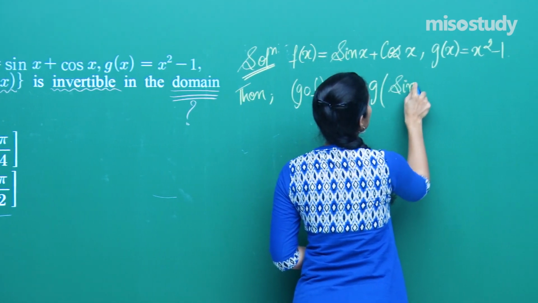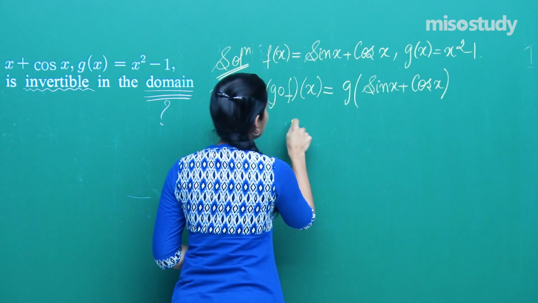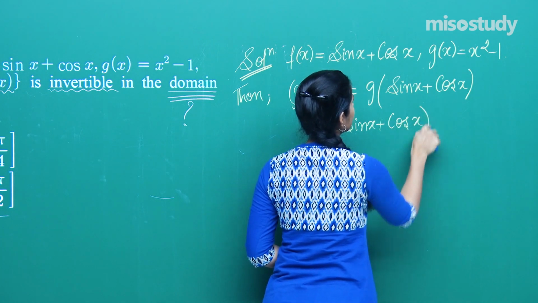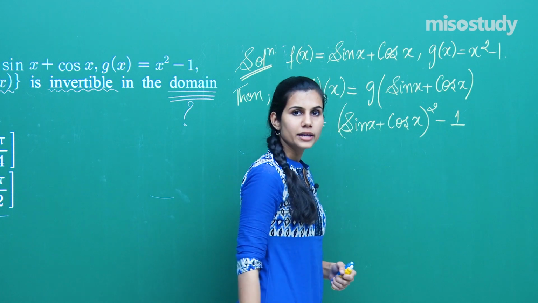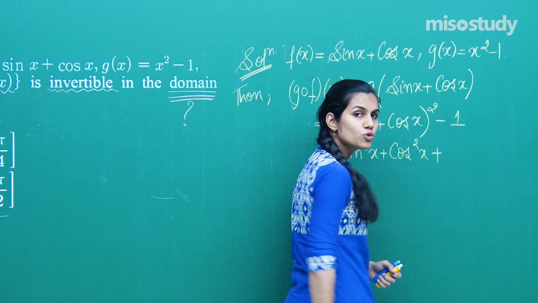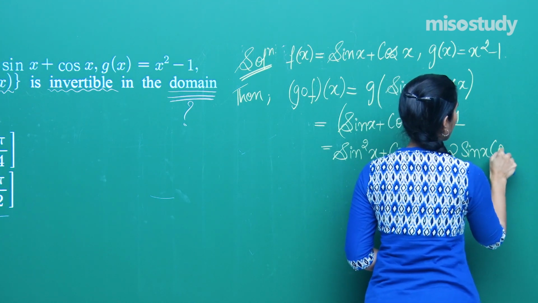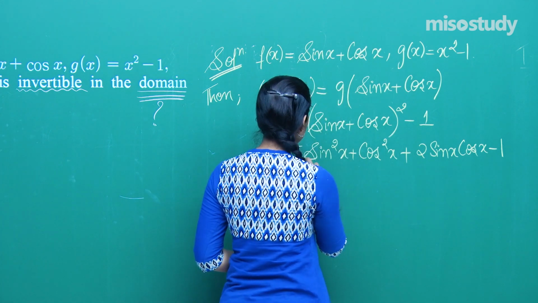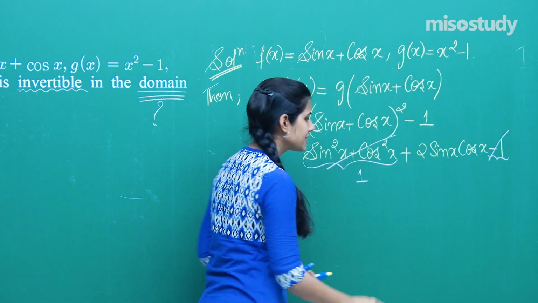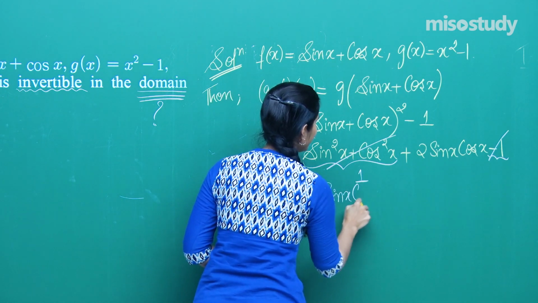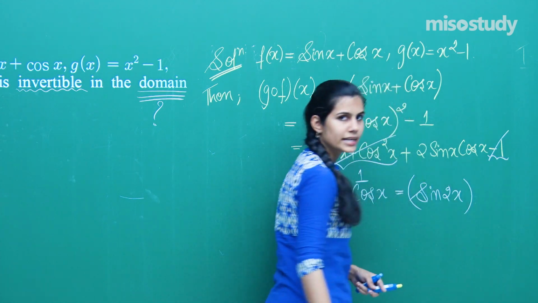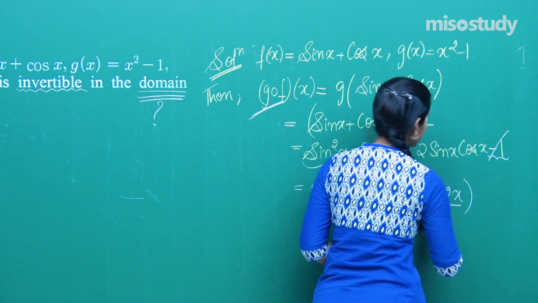f(x) is sin x plus cos x, and this is nothing but its square minus 1. So it is (sin x plus cos x) whole square minus 1, which is nothing but sin square x plus cos square x plus 2 sin x cos x minus 1. But sin square x plus cos square x is 1. You already have minus 1 here. So this 1 and this minus 1 get cancelled. You are left with twice of sin x into cos x, which is nothing but the formula of sin 2x. So you have gof(x) coming out to be sin 2x.